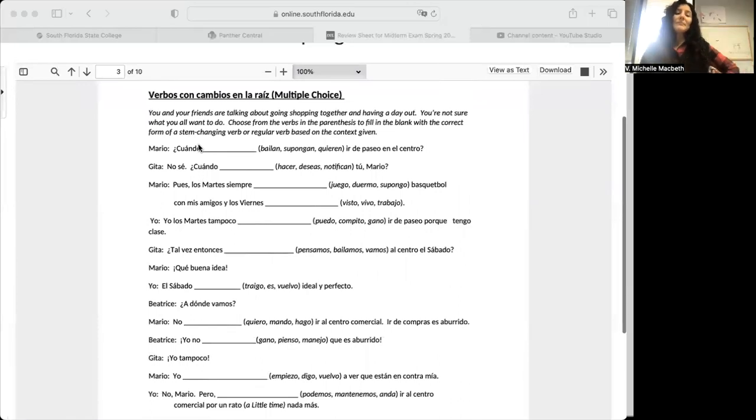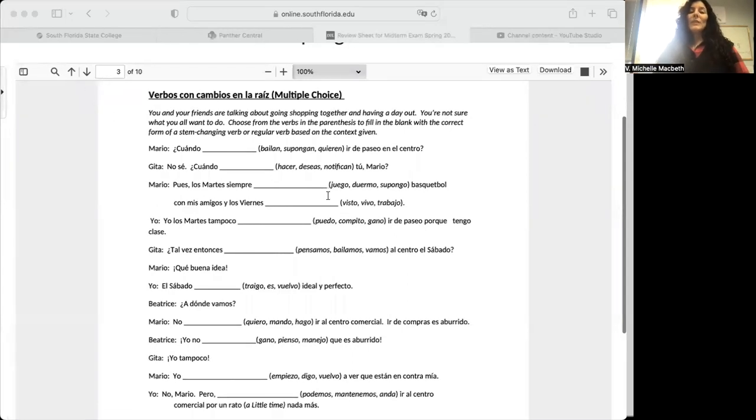Okay, so the next one is the going out activity, right? And you're meant to choose what is the correct stem changer, right? Based on the context. Okay, so here are a couple of the things that you would need in order to do this activity. First, you would need to know, what do these verbs mean? So let's start there.